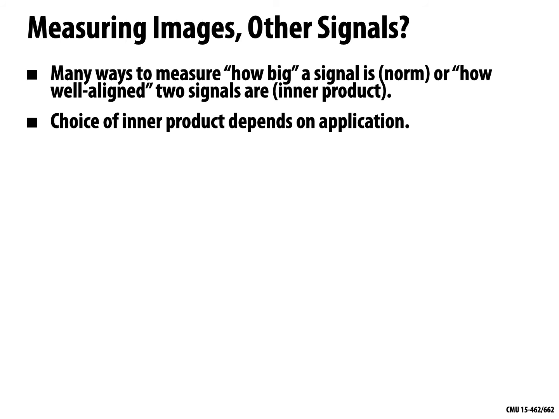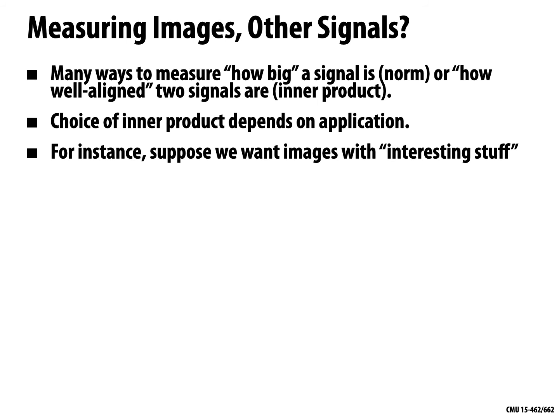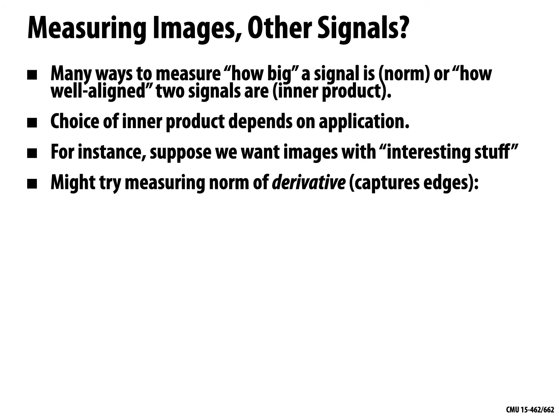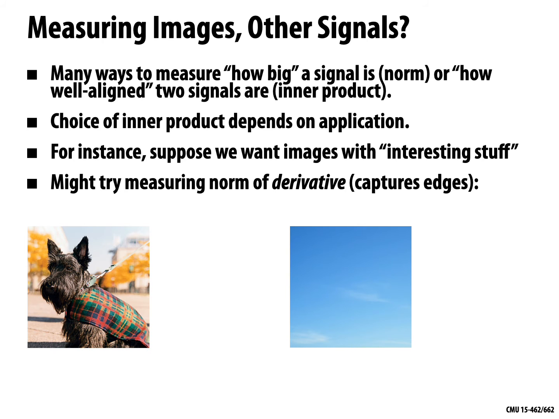Okay? To give a concrete example that hopefully gets the message across, suppose that we want to measure images that have interesting stuff in them. So we don't care how bright the image is. We want to know, is there interesting stuff going on? So one thing we might do is to say, rather than this L2 norm, rather than just integrating the square of the values, we want to do something that captures details in the image, maybe like edges. How many interesting edges are there in the image?